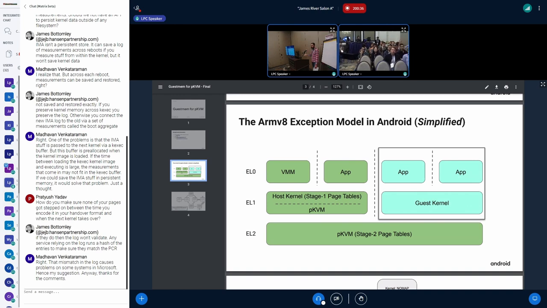You have from EL0 to EL3. I'm only showing up to EL2 here because EL3 doesn't really matter. It goes from least privileged to most privileged. So EL0, you have your user space stuff. EL1, you have your kernel, and EL2, you have your hypervisor.